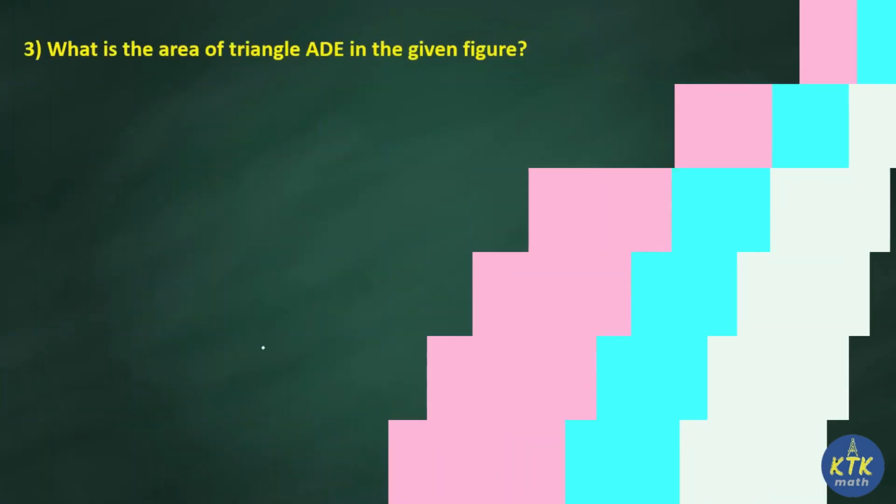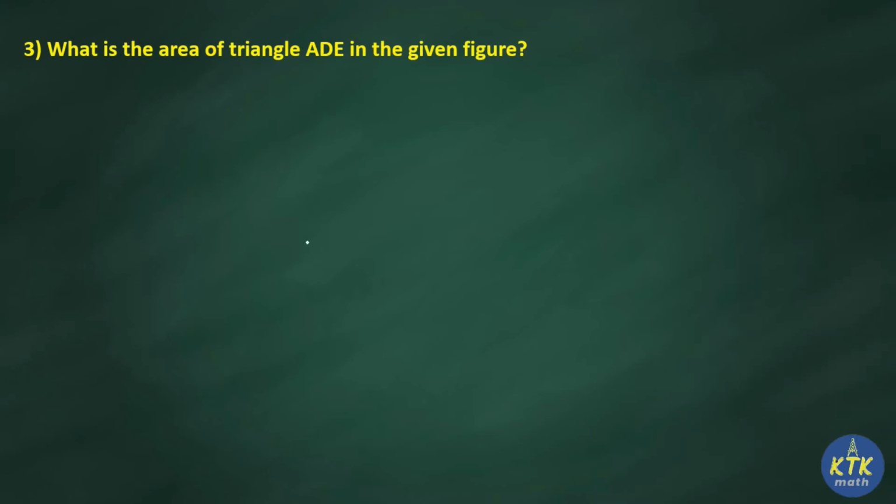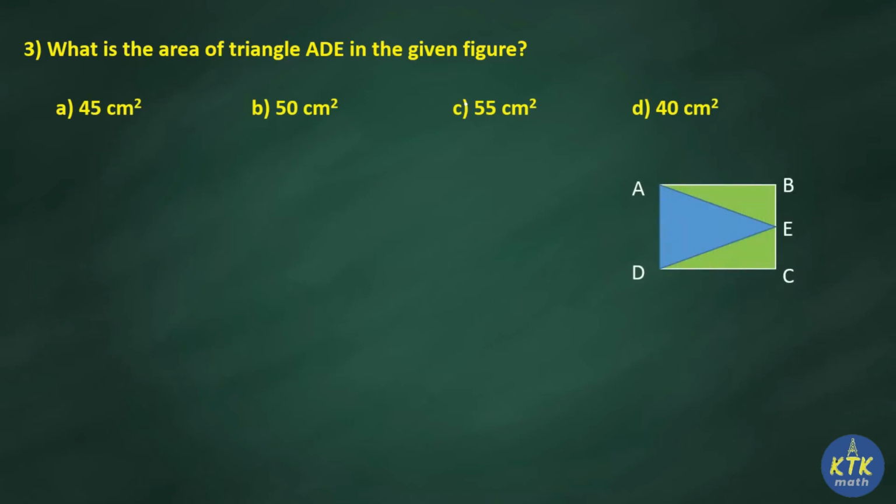Question number 3. What is the area of triangle ADE in the given figure? It's a diagram based question. Your options are there. ABCD is a rectangle. You have E at the midpoint of the width. Now ADE, the blue color space, refers to a triangle. Your width is 8 centimeter, length of the rectangle is 10 centimeter. They are asking us to find only the area of triangle ADE. So this blue color area alone we are going to find.